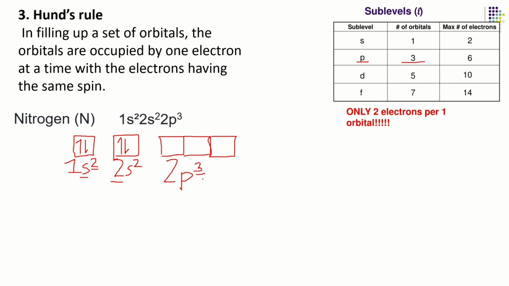But in Hund's rule, remember that the orbitals are occupied by 1 electron at a time, with the electrons having the same spin. So we will spread out the electrons, or the arrows, first. Example, 1, 2, and 3.